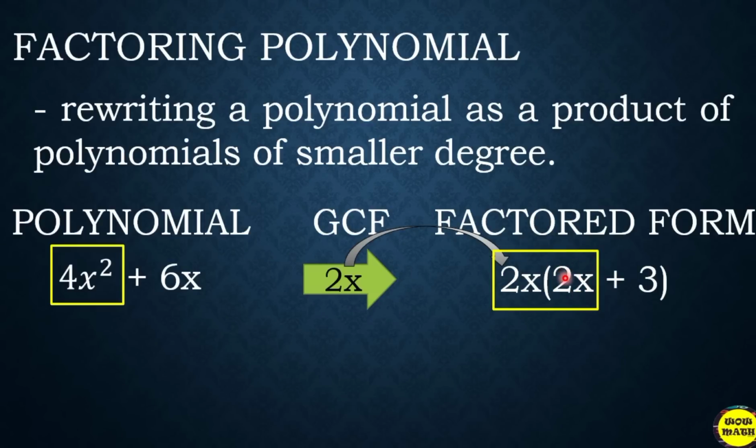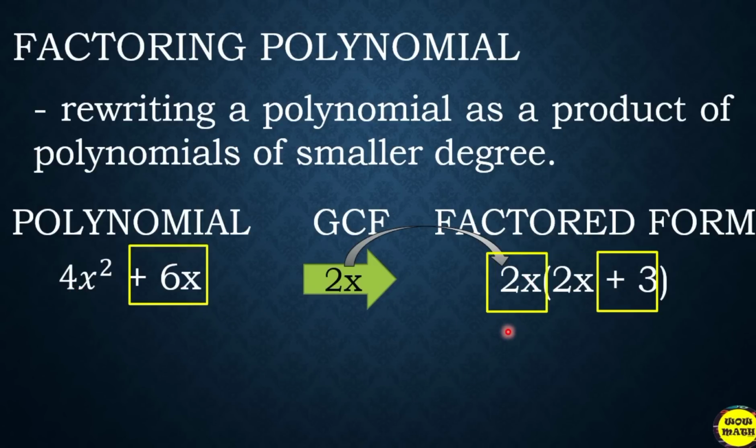Kasi 2 times 2, that is 4. And then x times x, that is x squared. Okay, just like here. Kaya siya 3 kasi 2 times 3, that is 6. And then x, isang variable lang tayo.